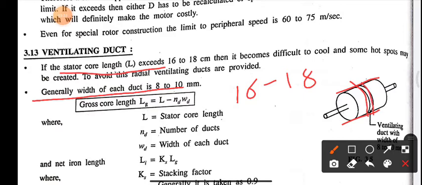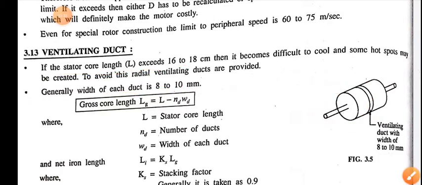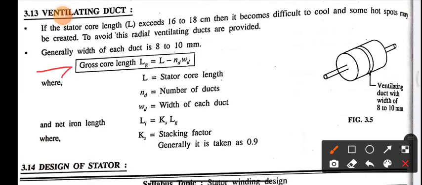So you have to just remember that a ventilating duct is generally of radial type and it is generally used to cool down the hotspots that are created when the length is beyond 16 to 18 centimeter. Now the gross length is given by Lg is equal to L minus Nd into Wd. Now L is nothing but the length of the stator core, that is the total length of the stator, not of the rotor.